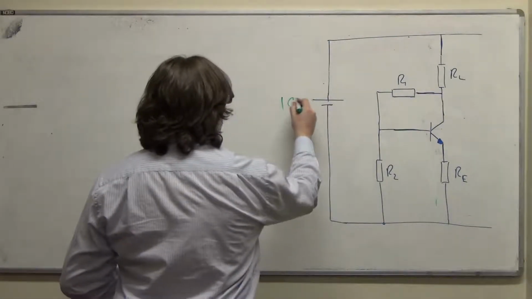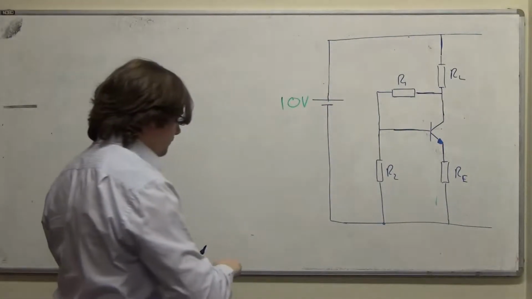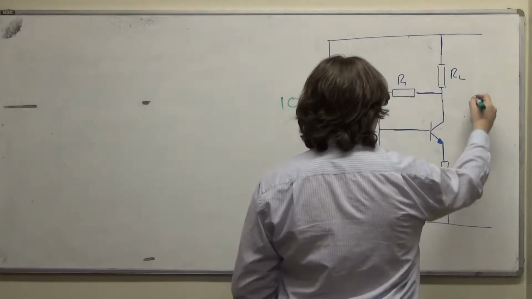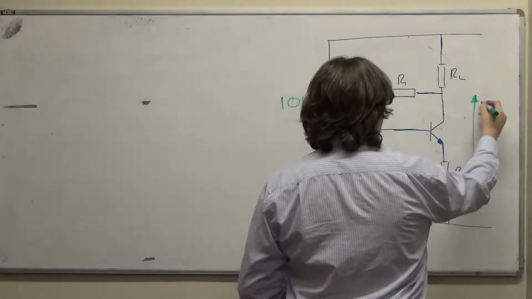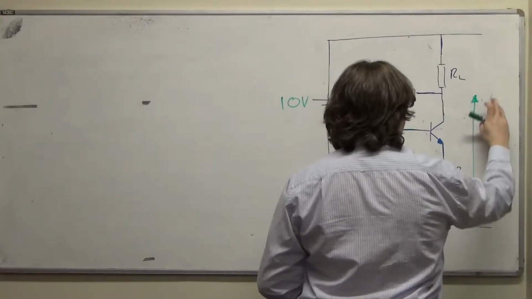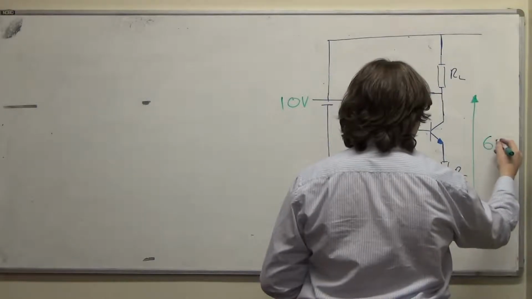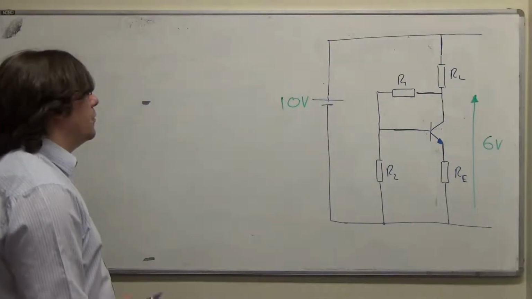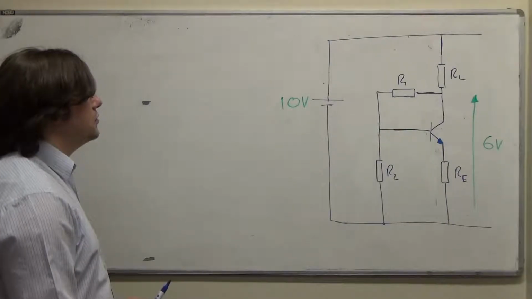So for the sake of argument, let's say that we've got a 10 volt supply, and we'd like a quiescent VC of, let's say we wanted 6 volts. And we can make any other choices we want. The only thing we want is quiescent conditions of 6 volts.